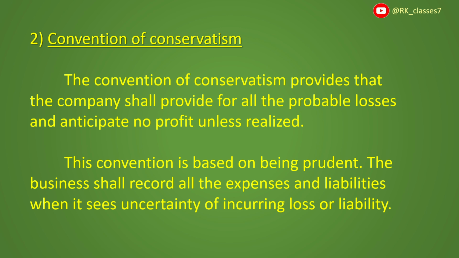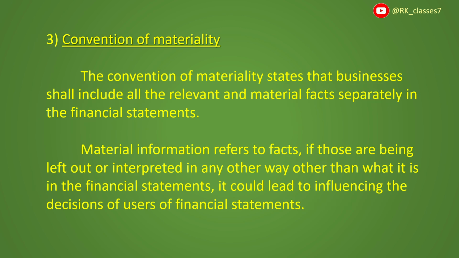It tells accountants to err on the side of caution when providing estimates for the assets and liabilities. That means when two values of the transactions are available, the lower one should be favored. The general concept is to factor in the worst case scenarios of the firm's financial future. Then the third one, convention of materiality.